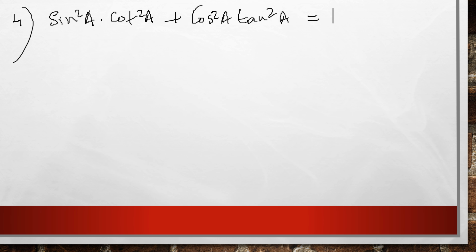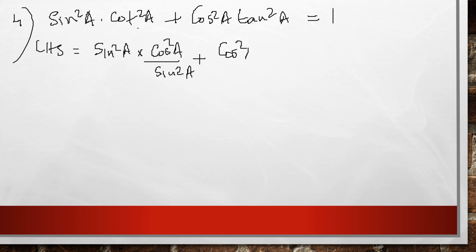Next one is sine square A into cot square A plus cos square A into tan square A equal to 1. So let us take the left hand side. Here cot square A we can write as cos square by sine square. So sine square A into, instead of cot square we'll write cos square A by sine square A. And in the next expression we have tan square A. So tan square A we can write as sine square A by cos square A.